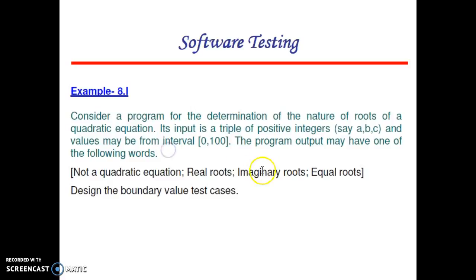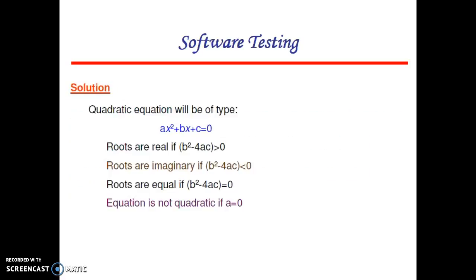If we have a quadratic equation problem, the solution says whether it is not a quadratic equation, or has real roots, imaginary roots, or equal roots. Then we have to design boundary value analysis for this problem. So the quadratic equation will be this one. Now we have the general equation, and the roots are equal, real, or imaginary. The quadratic equation will be either possible or not possible.